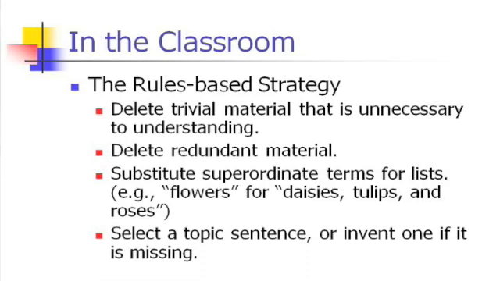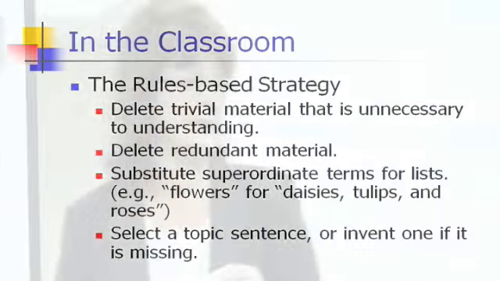And to substitute and make terms for lists, like instead of daisies, when they give you all that in a paragraph, or if they're giving you types of fish, you just say fish instead of halibut and all that. But I'm going very quickly through this. You also have to select a topic sentence or embed one when you're summarizing. So it's very hard for kids to summarize.